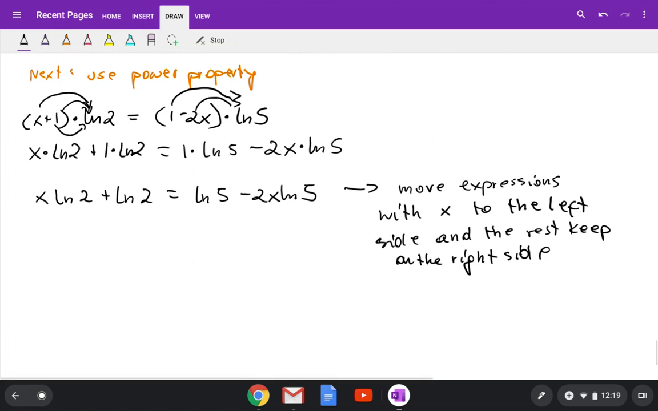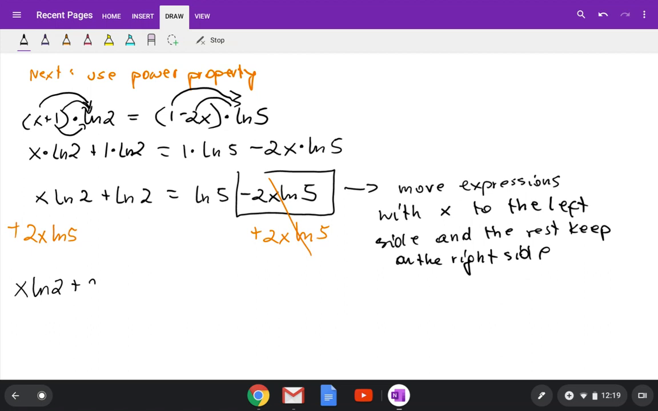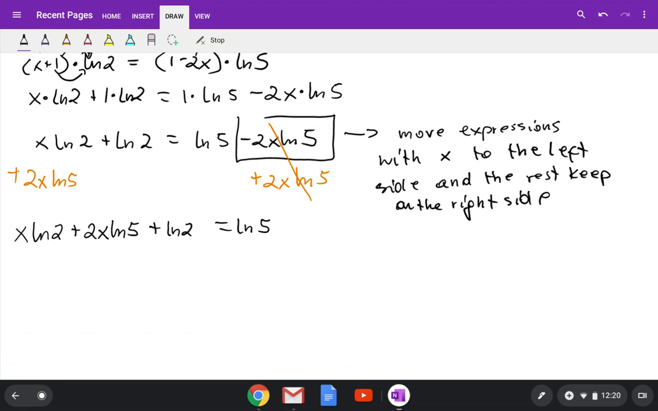Okay, so I want to move negative 2x ln of 5 to the left side. So I'm going to add 2x ln of 5 to both sides. Okay, so again, I keep that as one expression. So we'll end up with x ln of 2 plus 2x ln of 5 plus ln of 2 equal ln of 5. Okay, so the idea is to isolate x.